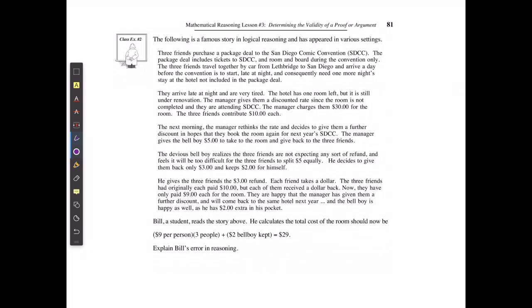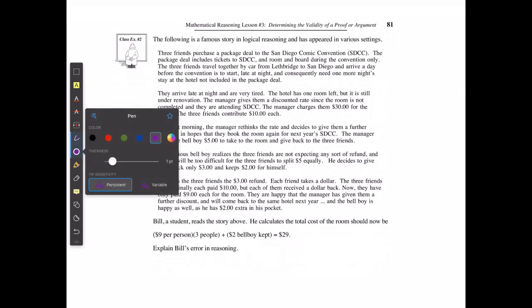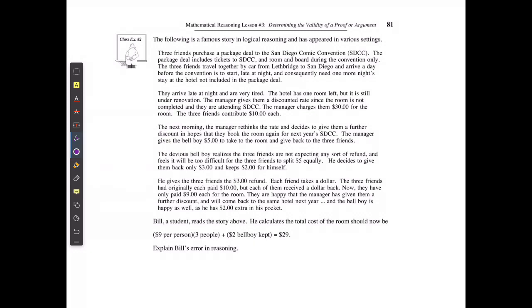They arrive at night and are very tired. The hotel has one room left, but is still under renovation. The manager gives them a discounted rate since the room is not completed and they are attending SDCC. The manager charges them $30. The three friends contribute $10 each.